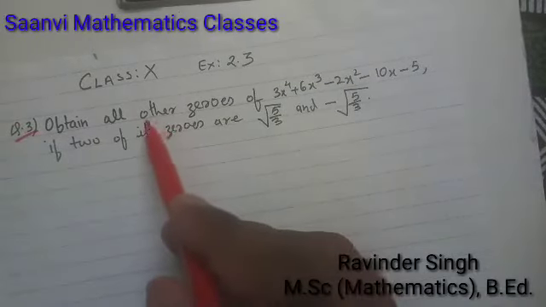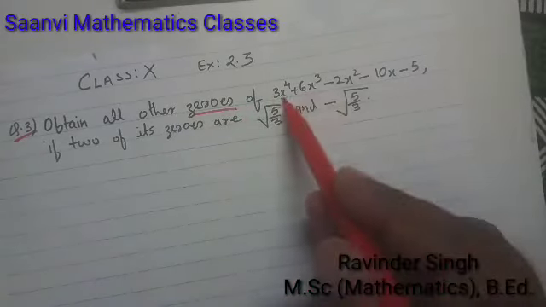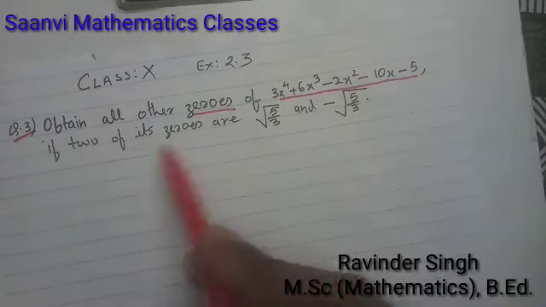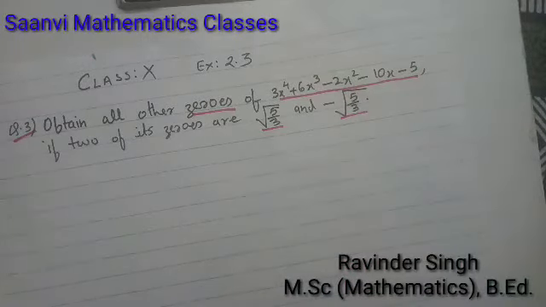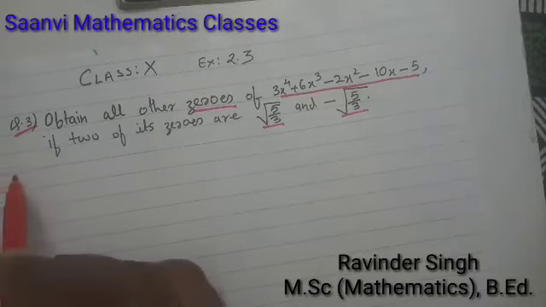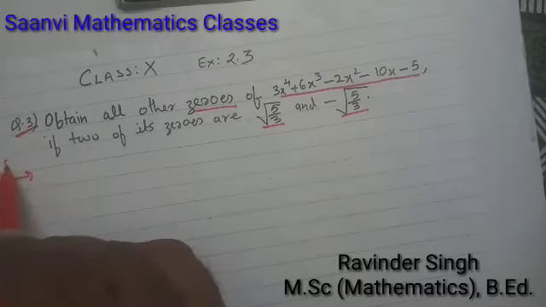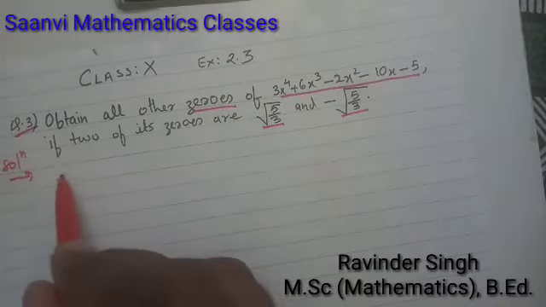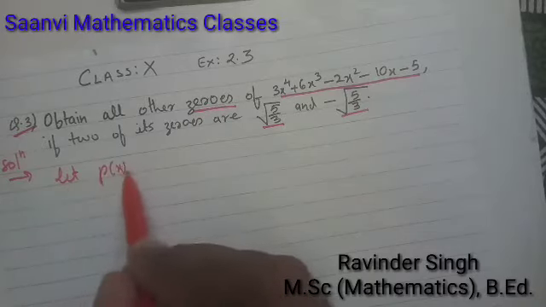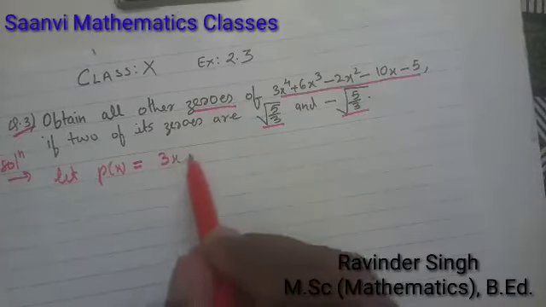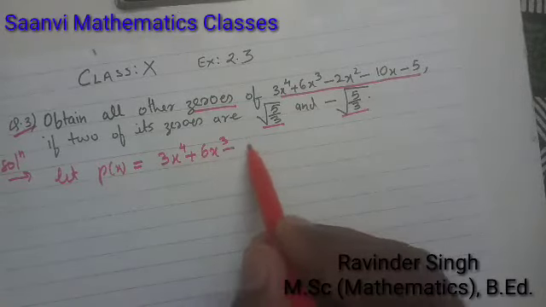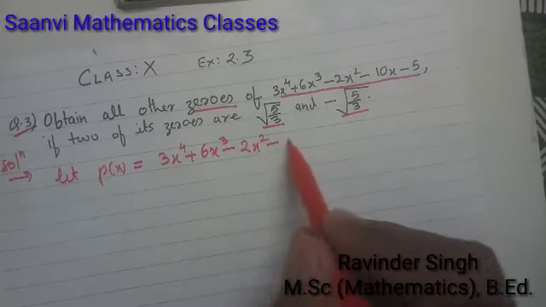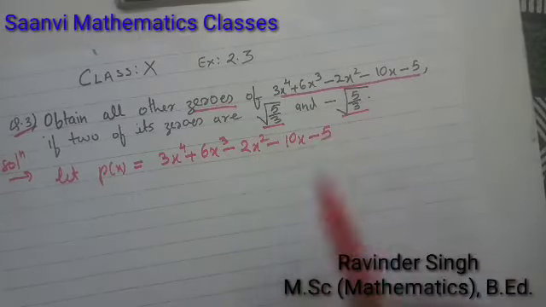So the third question says: obtain all other zeros of this polynomial if two of its zeros are given as root 5 by 3 and minus root 5 by 3. So how are we going to do it? Let me write the solution. I will consider the given polynomial as p of x. The given polynomial is 3x raised to 4 plus 6x cube minus 2x square minus 10x minus 5.